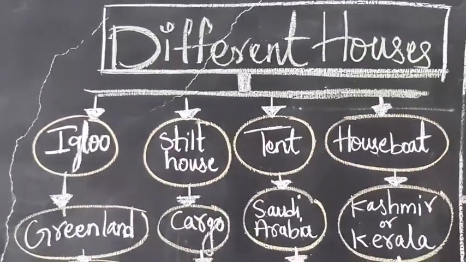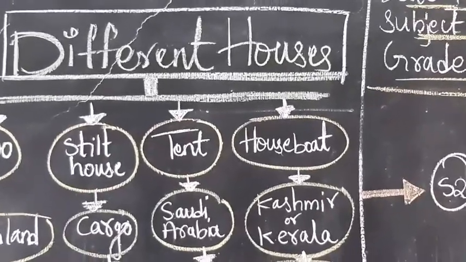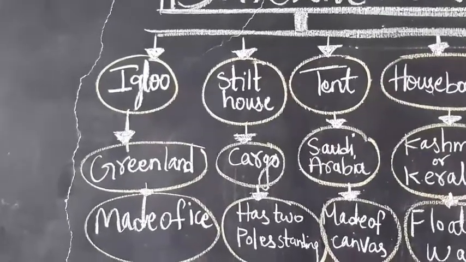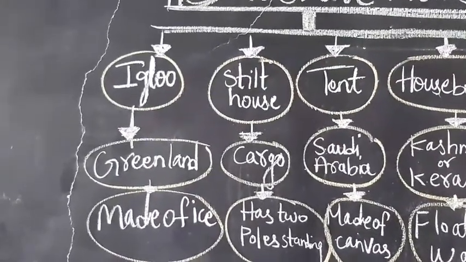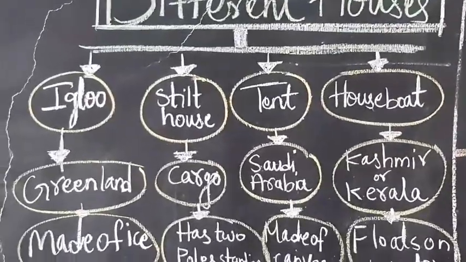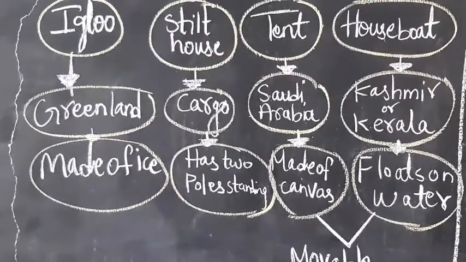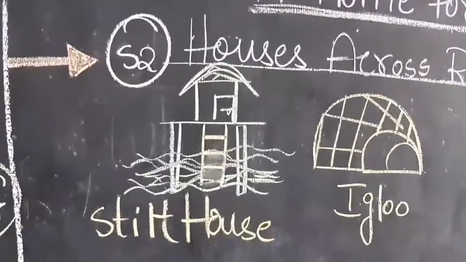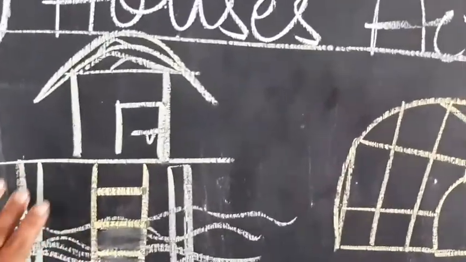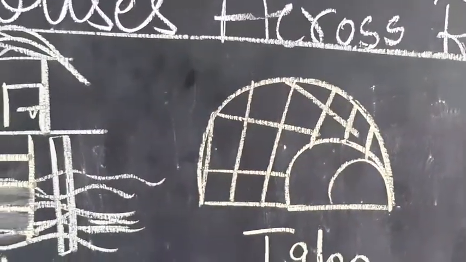Now see, what is the first one? Igloo. The second one is the stilt house. Third is the tent. Next is the houseboat. Now see down, follow the arrow marks. Igloo, where can you see an igloo? In Greenland. It is made up of ice. Stilt house has 2 poles to stand, as you can see in this picture. You can see here in this picture, there are 2 poles. Yes, an igloo is made up of ice, children.